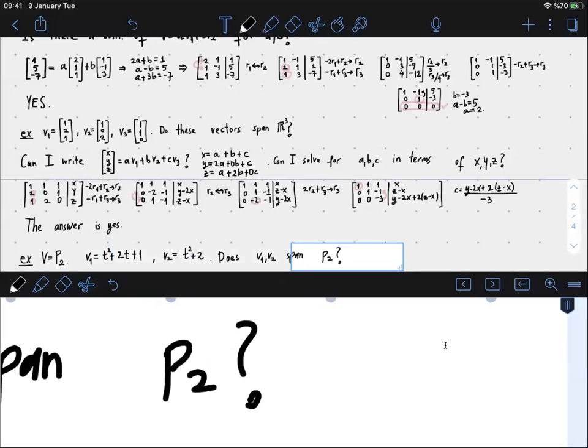What is P2? P2 is the polynomial space, right? So can I write any polynomial in P2 as a combination of v1 and v2? What do you think? Without solving it, is the answer yes or no? Fatih says no. Nazmi says no. John says no. The answer is no.